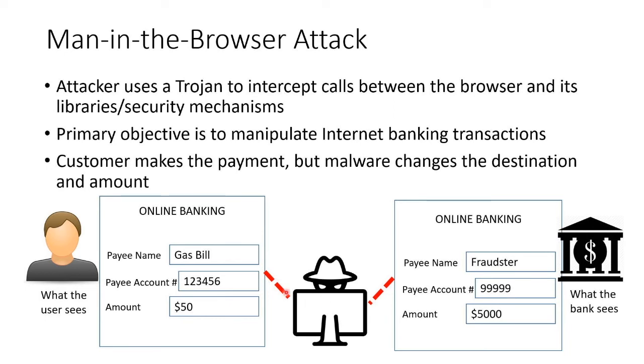In reality, what you're doing is the user enters this, but your Trojan is manipulating this connection to its mechanisms in the background and changing the values. So by the time it actually goes to the bank, which the user, by the way, doesn't see, the name of the payee has been changed to you, with a totally different account number and a very different amount. So the user thinks they're sending this, but you're manipulating it in the background. The bank actually sees this. So that's a man in the browser attack.